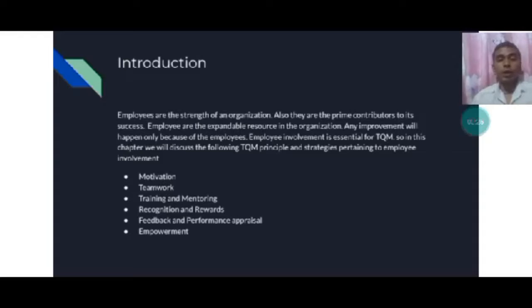So, in this chapter, we will discuss the following TQM principles and strategies pertaining to employee involvement: motivation of the employees, teamwork, training, mentoring, recognition and rewards, feedback and performance appraisal, and empowerment.